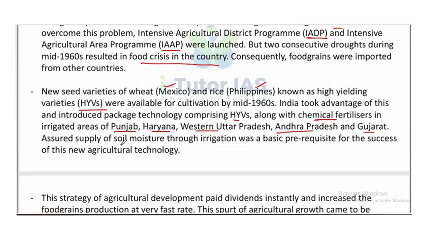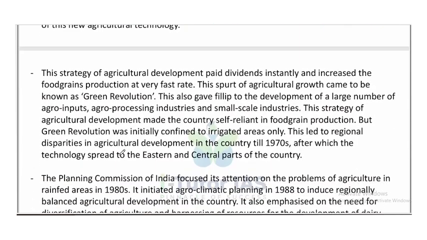Assured supply of soil moisture through irrigation was a basic prerequisite for the success of this new agriculture technology. This strategy of agriculture development paid dividends instantly and increased the food grains production at a very fast rate. The spread of agriculture growth came to be known as Green Revolution. So this is known as the Green Revolution.